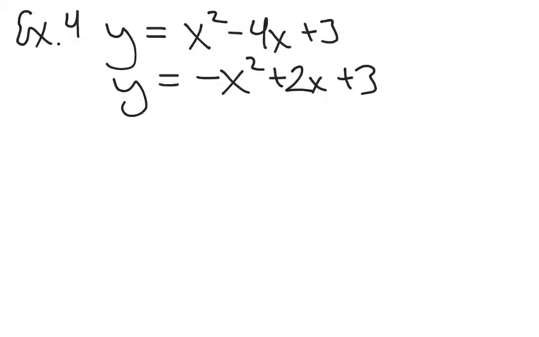All right, example 4. Find the area bounded between the two curves, y equals x squared minus 4x plus 3, and y equals negative x squared plus 2x plus 3. Pause the video, go sketch. Use a calculator if you need to, or a computer to get the sketch going for now. And then take a look at what's going on, set up your integral.